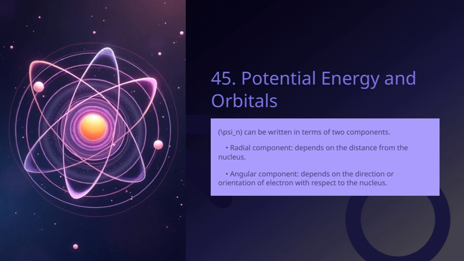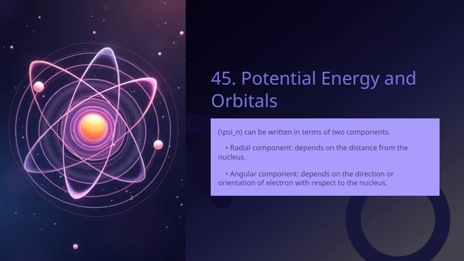This means that the shape of the orbital changes based on where the electron is located around the nucleus in space. On the other hand, the radial component depends on the distance from the nucleus. So, it tells us how the wave function behaves as we move farther away or closer to the nucleus itself. Together, these two components allow us to write the overall wave function, often denoted as psi-n, as a combination of the angular and radial parts. This separation really helps us understand the shape and size of orbitals in a more detailed way.